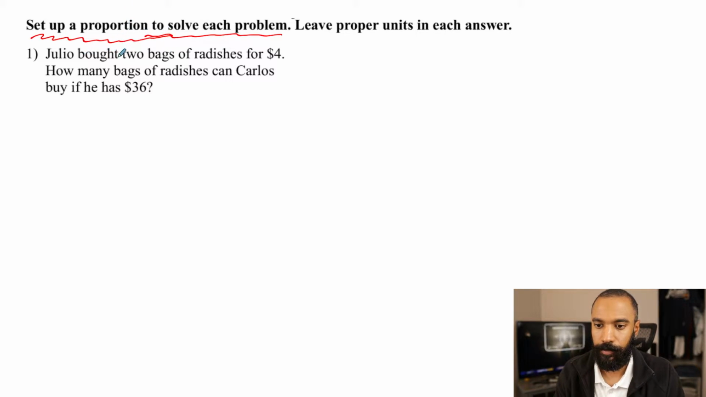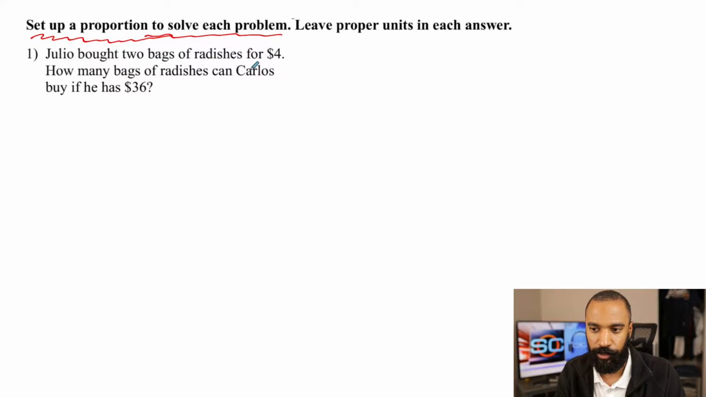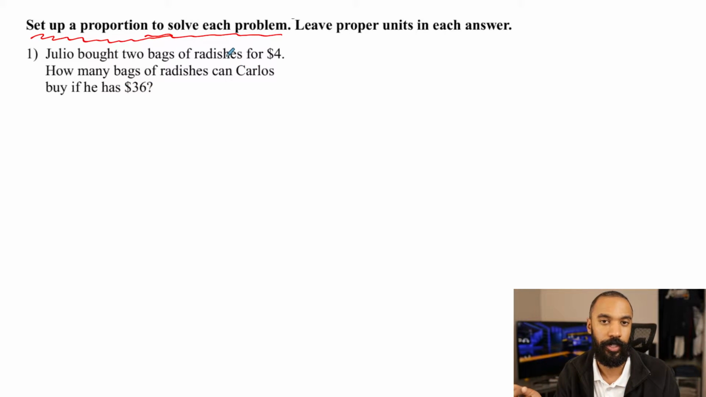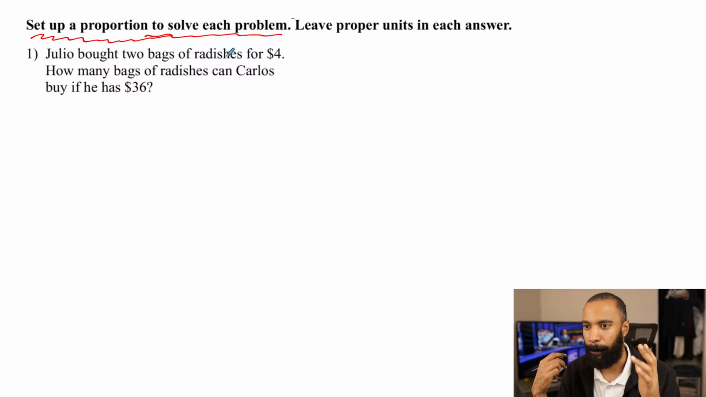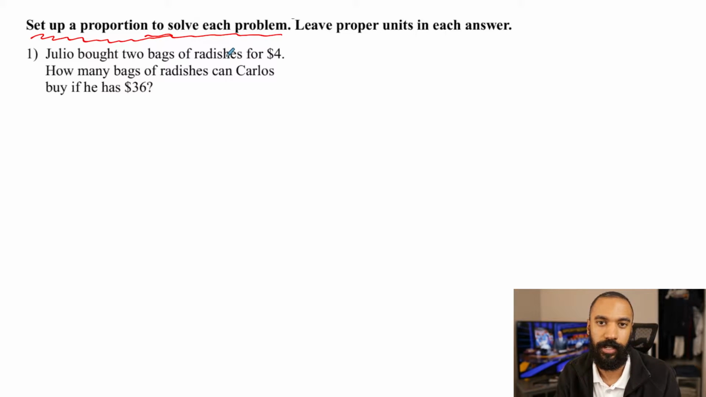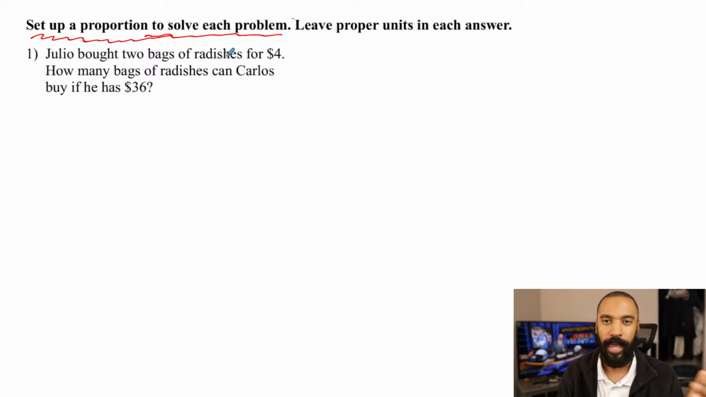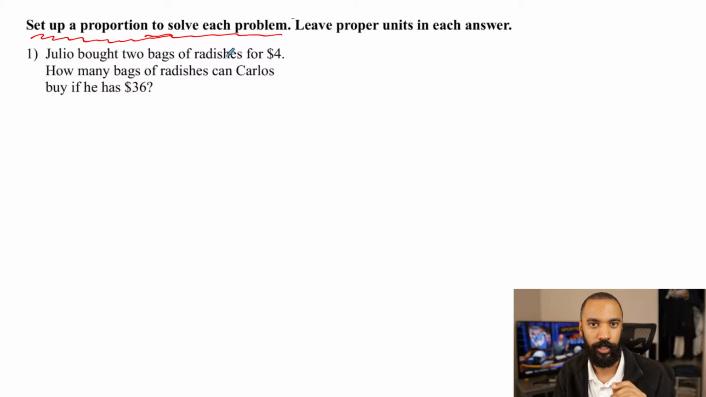Here we go. Julio bought 2 bags of radishes for $4. How many bags of radishes can Carlos buy if he has $36? So these are 2 different people. We're assuming, I guess, it's the same grocery store or something. Or market, fresh produce place. Something needs to be consistent. You can't buy 2 bags of radishes here and pay $36 worth of however many bags somewhere else. The point is that we want to be consistent.